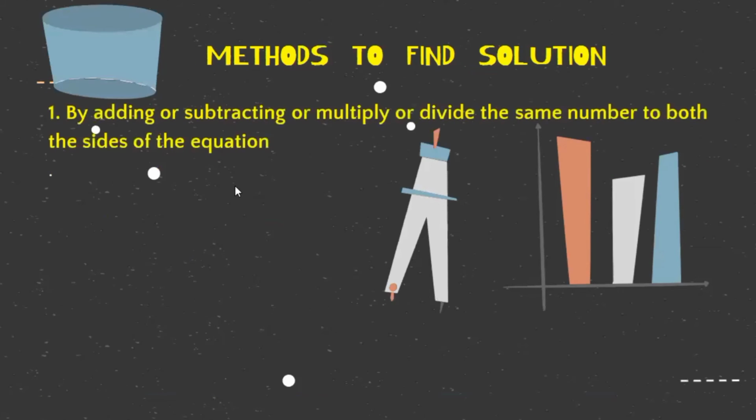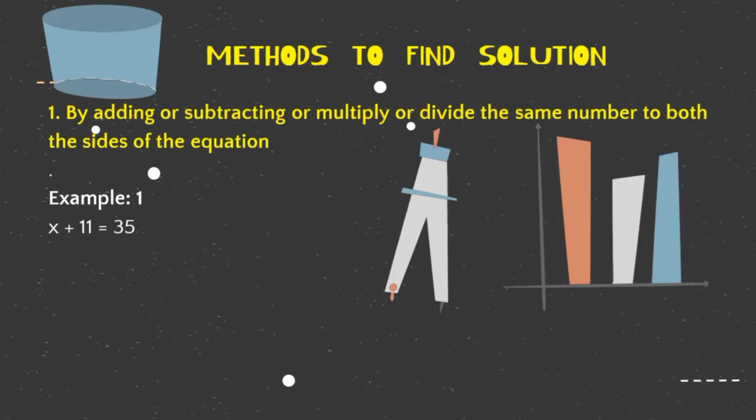Method to find the solution. How many methods are there to find the solution? The first method: by adding, subtracting, multiplying, or dividing the same number to both sides of the equation, you can find the solution of that particular equation.